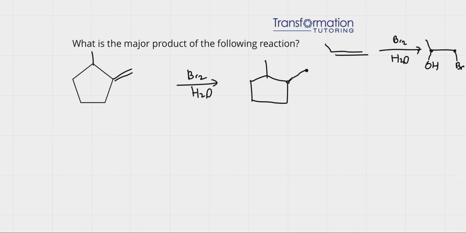The carbon that is more substituted, this carbon, it's a tertiary carbon, it's attached to three carbons, will get an OH group, so I'm going to give it an OH group. And the carbon that is less substituted, this carbon, will get a Br group. And this must be the product of this reaction.